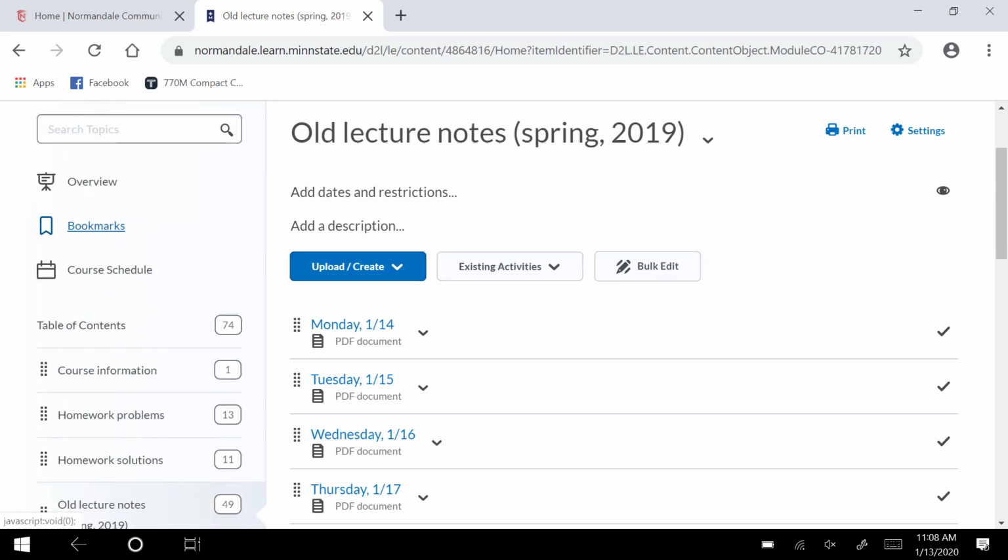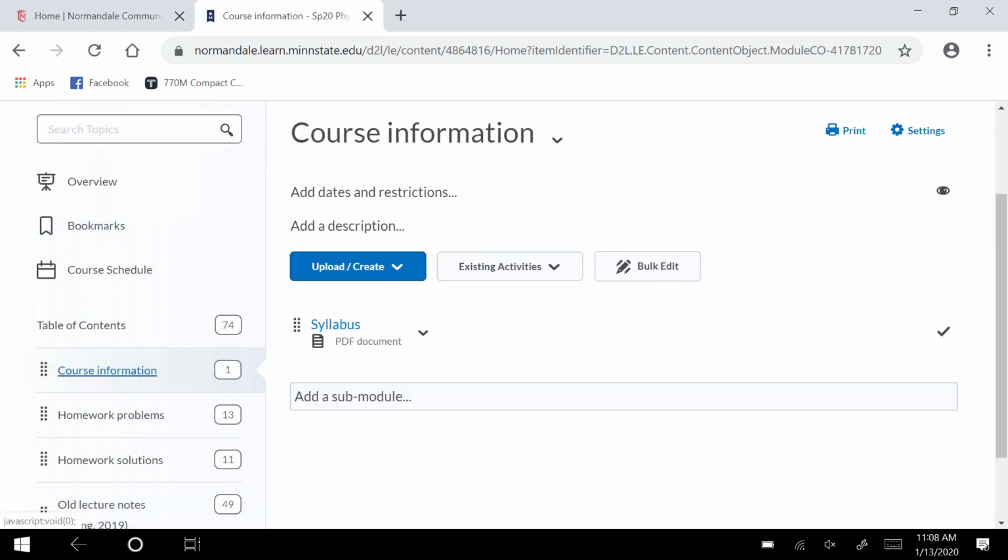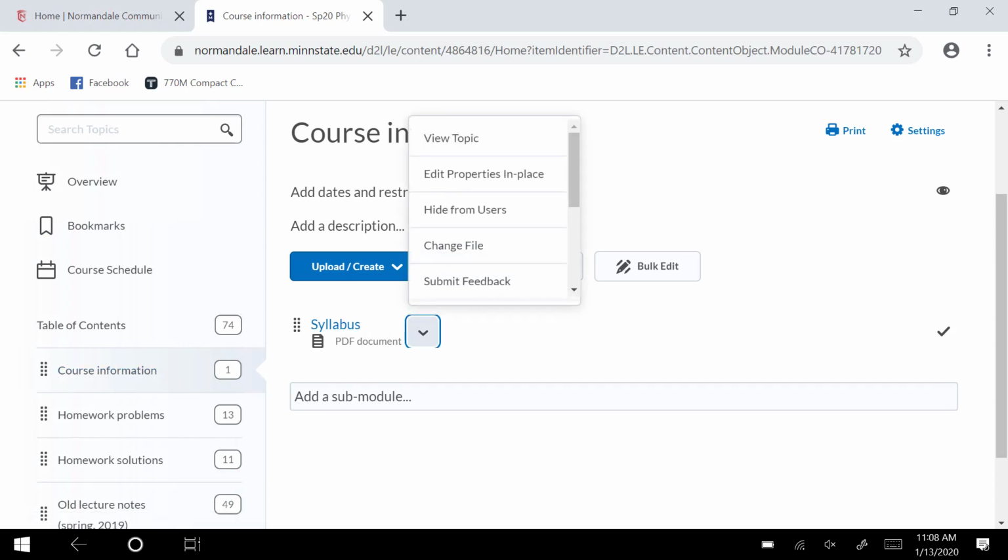But the thing that we care about mostly today is course information. All I have under course information is the syllabus. So today we're going to talk about the syllabus. I'll just download this.